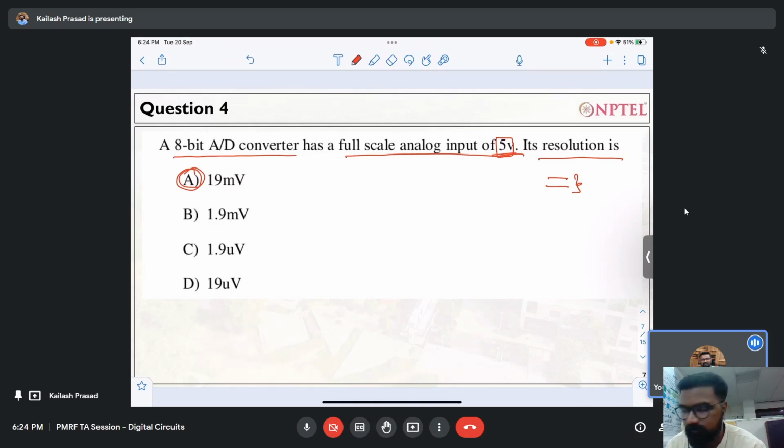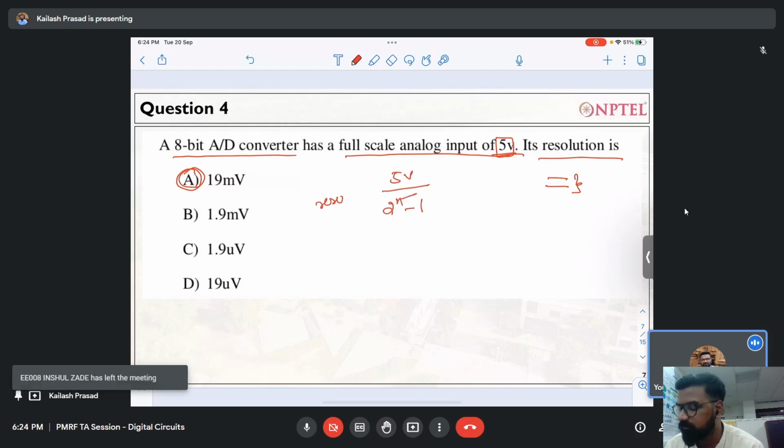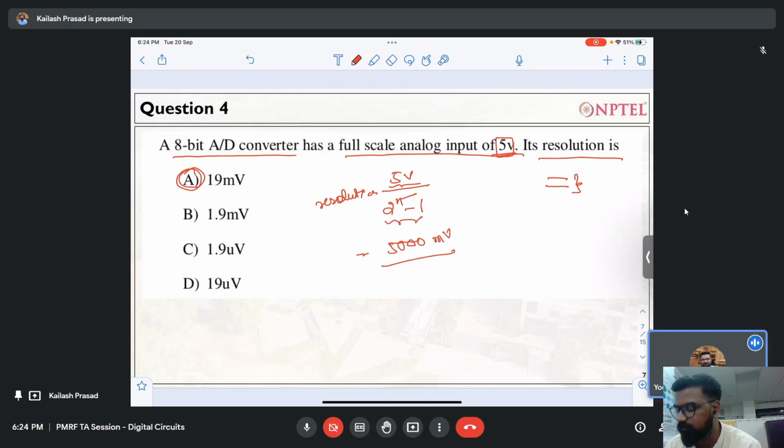So let us see. The output will be 5 volt, right? So the resolution is the full scale divided by 2 to the power n minus 1, where n is the number of bits. If I convert 5 volt into millivolt, it will be 5000 millivolt, divided by 2 to the power n minus 1. 2 to the power 8 is 256, so this will be 5000 divided by 255. This will be 19 millivolt if you divide it like this. So the correct answer over here is 19 millivolt.